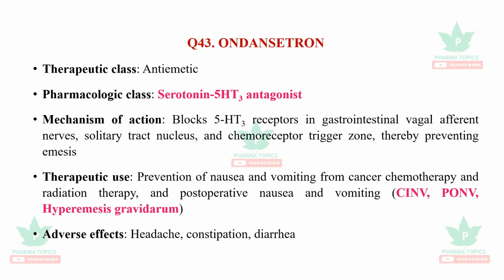Question number 43 is ondansetron. They may ask a short note on 5-HT3 antagonist. It's a very important question. Pharmacological class is serotonin 5-HT3 antagonist. It blocks the 5-HT3 receptors in the gastrointestinal vagal afferent nerves, solitary tract nucleus, and chemoreceptor trigger zone, and thereby prevents emesis. They have multiple uses.